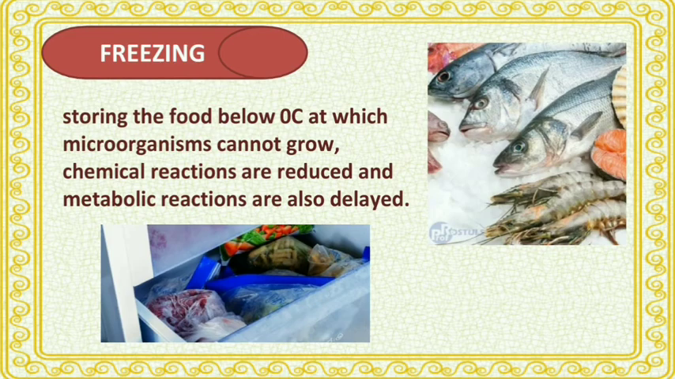Freezing. Freezing is one of the widely used methods of food preservation. The process involves storing the food below 0 degrees Celsius, at which the microorganisms cannot grow. Freezing has been successfully employed for the long-term preservation of many foods. The extreme cold retards the growth of microorganisms and slows down the chemical changes that affect quality or cause foods to spoil.